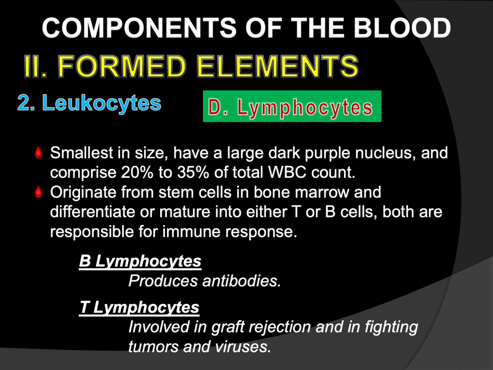Memory cells are the third type of lymphocytes. Pag sinabing memory cells, again, from the word memory, kaya niyang kilalanin yung mga previous infection. That's why kapag na-encounter niya ulit ito, kayang-kaya ng labanan ito ng ating immune system.